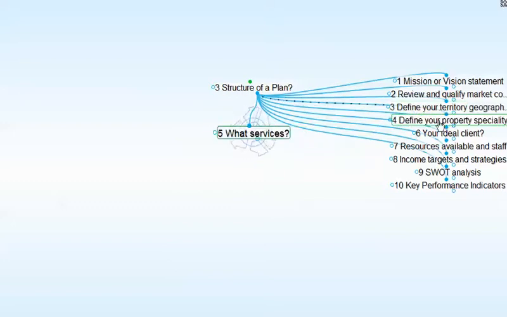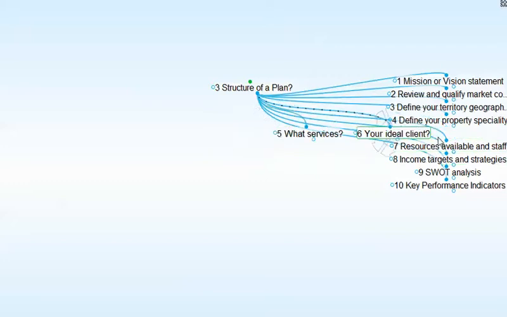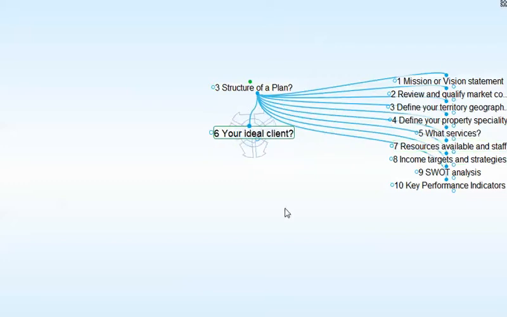So let's look at number 5. What services will you provide? Typically, how will you be providing your sales and leasing specialist services? But what about property management? Have you got the staff to do that extra work in property management? Do they have the skills required to do the right things for you? Number 6. Exactly who is your ideal client?